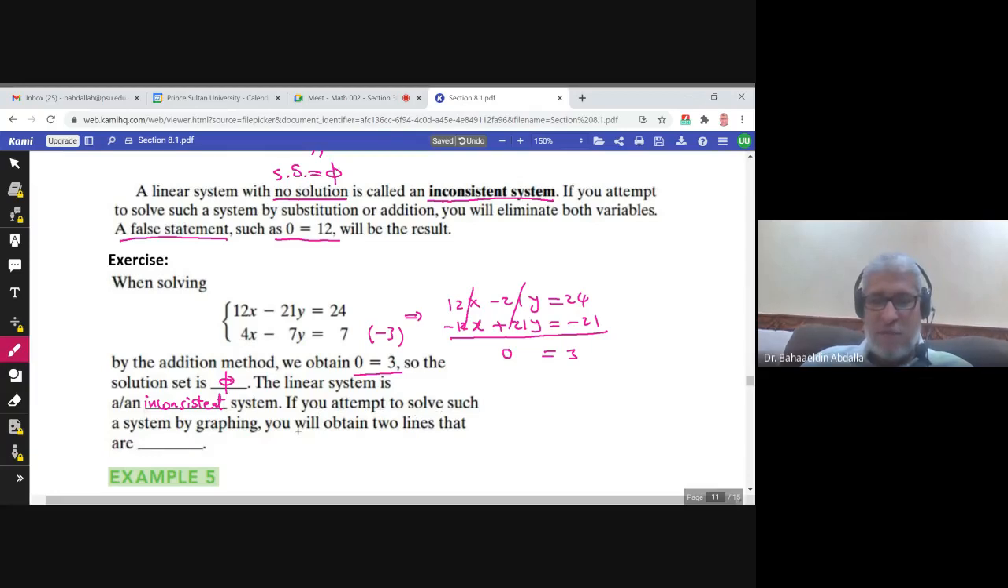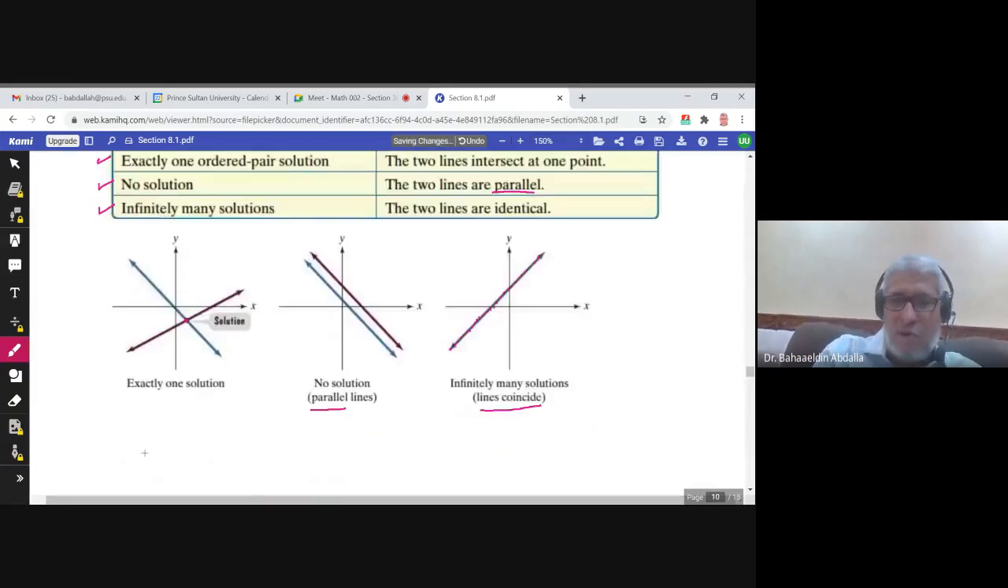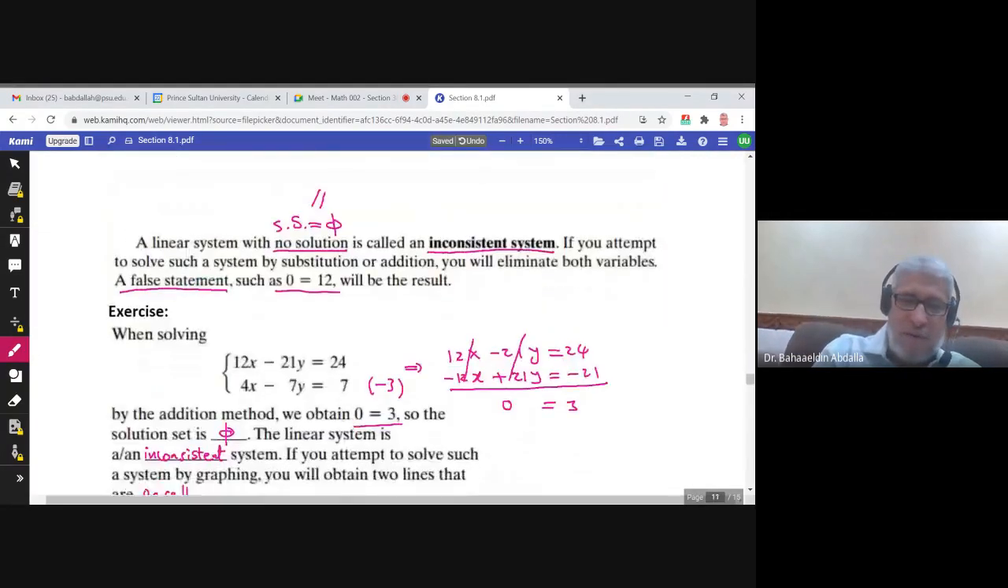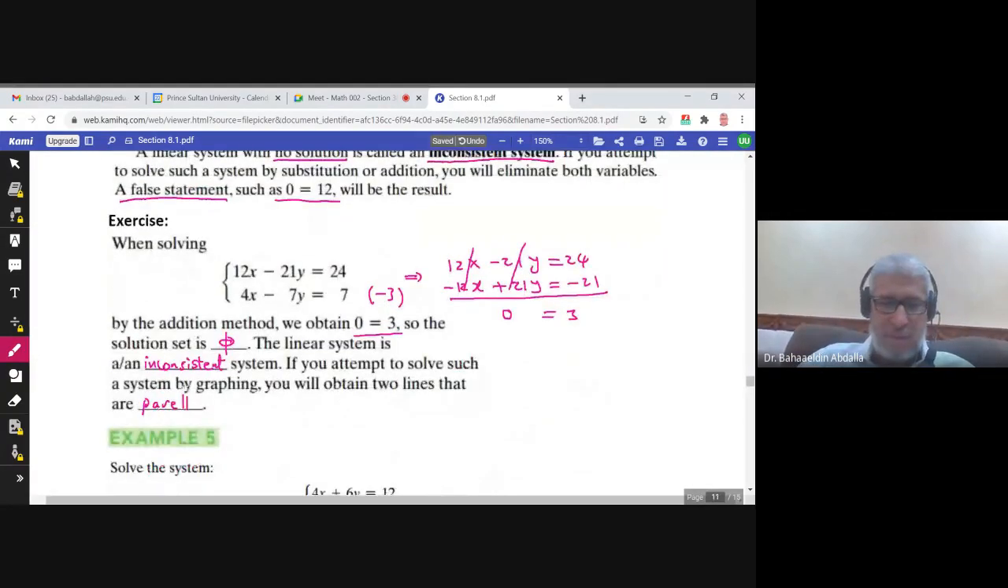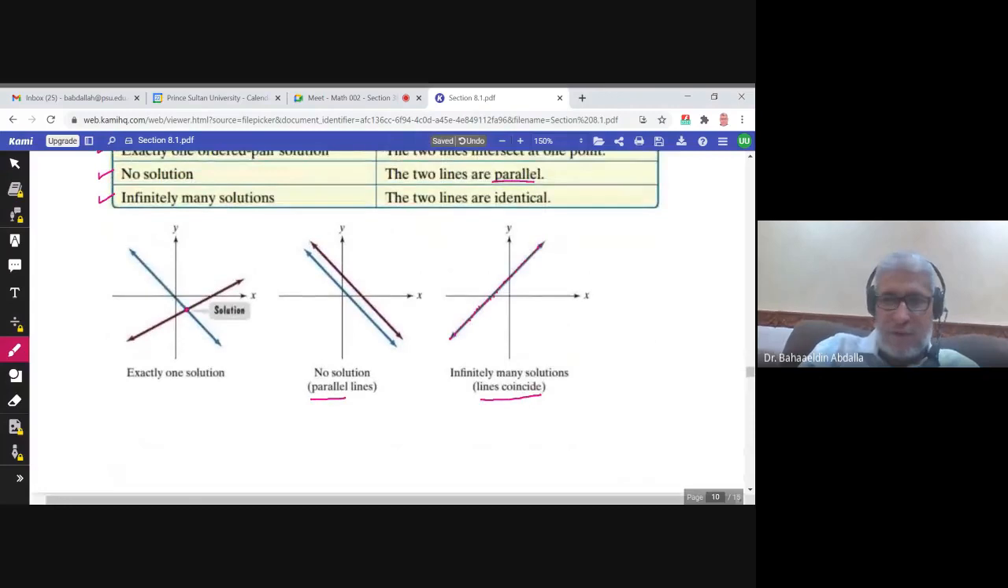If you attempt to solve a system by graphing, if you try to graph these two equations, you will obtain two parallel lines.